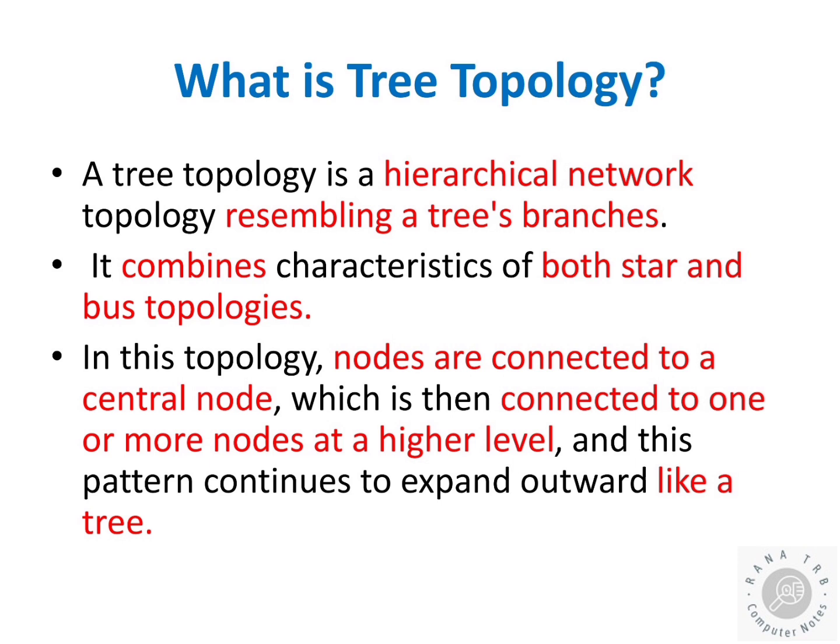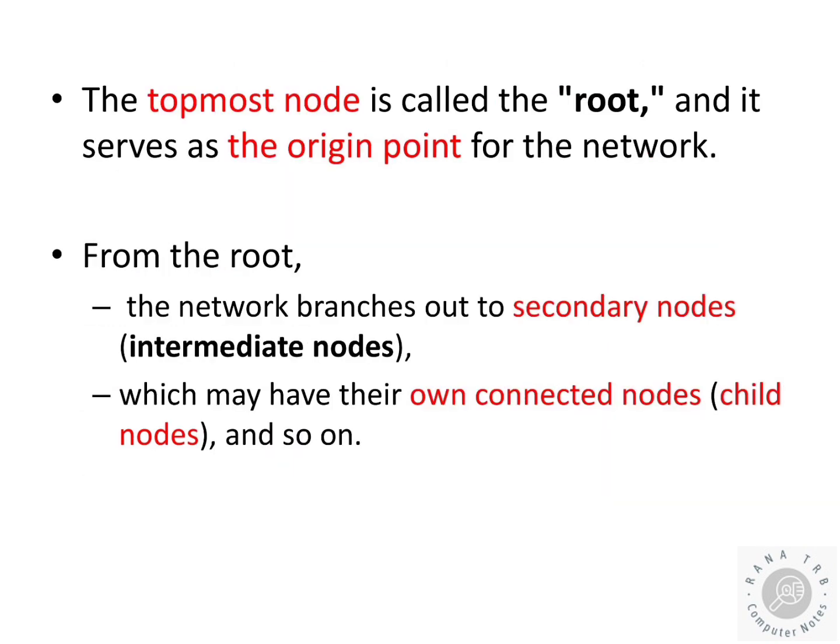In this topology, nodes are connected to a central node, which is then connected to one or more nodes at a higher level. This pattern expands outward, so it looks like a tree structure. The top node is said to be the root node and it serves as the origin point of the network. From the root node, the network branches out to the secondary nodes, that is the intermediate nodes, which have their own connected nodes, that is the child nodes. That is, the top node is the root node, in the middle are the intermediate nodes, and the last layer is the child nodes.